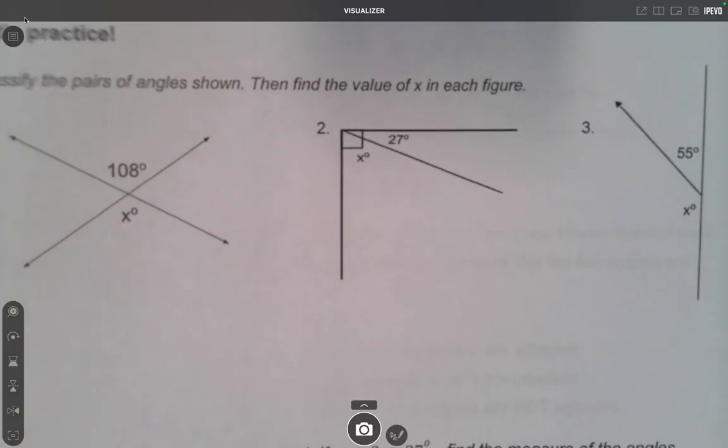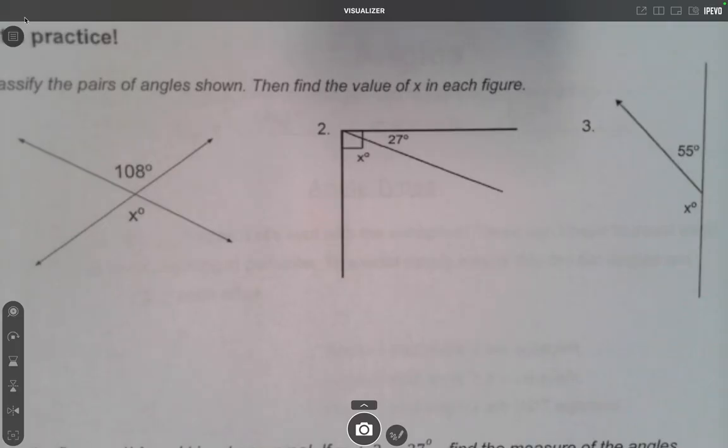So remember, the terms we got to remember, the names are adjacent, meaning next to, vertical, meaning across from in two lines, complementary, adds up to 90, supplementary, adds up to 180, then alternate interior, alternate exterior, and corresponding are all congruent. So I believe that's a total of 7 different ones we got to remember.